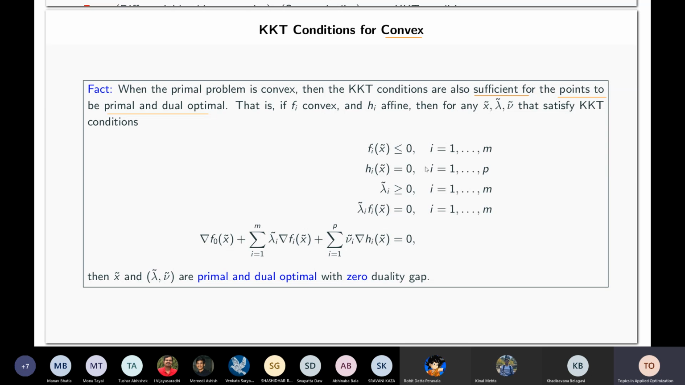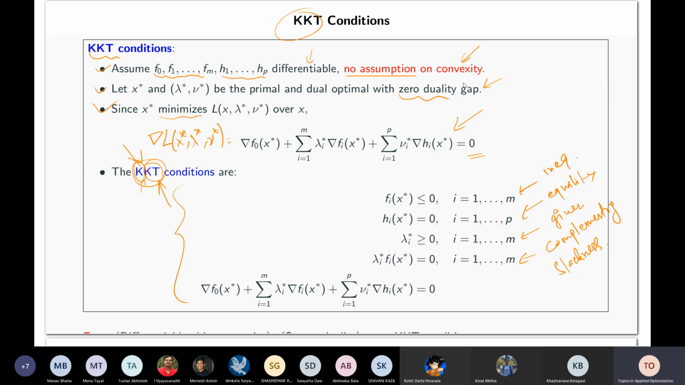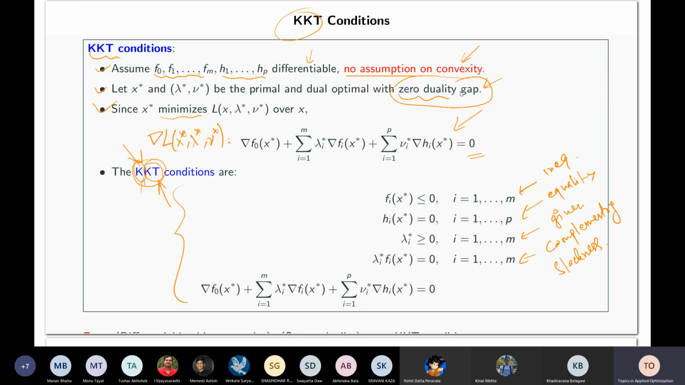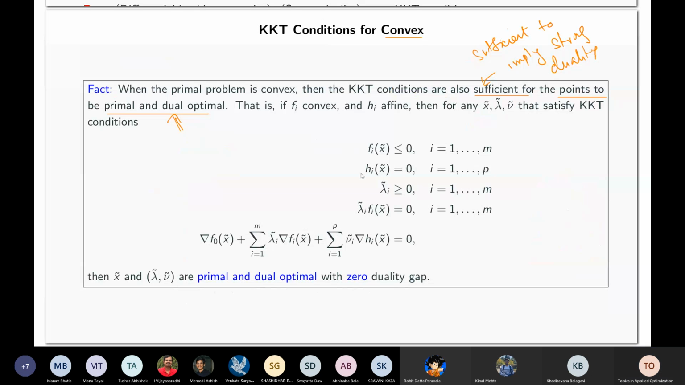So what are the changes we have here, compared to this? They are also sufficient. What it is trying to say is that we don't additionally need to assume zero duality gap that we need in the KKT condition. So if your problem is given to be convex, then the KKT conditions are also sufficient to imply strong duality. So you don't need to make this additional assumption for the convex case.